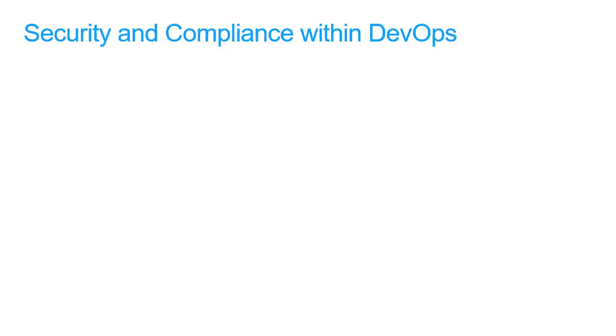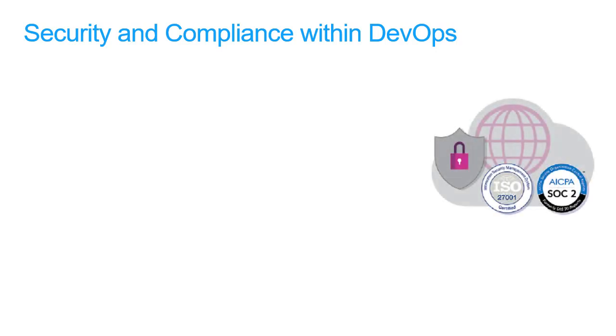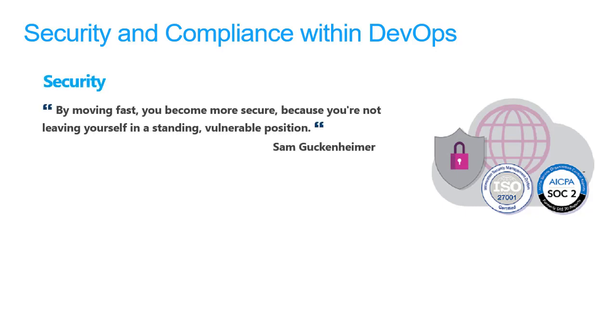Security and compliance within DevOps. In such a distributed environment and fast delivery cadence, companies need to adopt more micro-level security across application and infrastructure and have multiple lines of defense. DevOps is all about moving security and compliance scanning as early as possible. DevOps can also help in improving security, because by moving fast, you become more secure, because you are not leaving yourself in a standing vulnerable position.